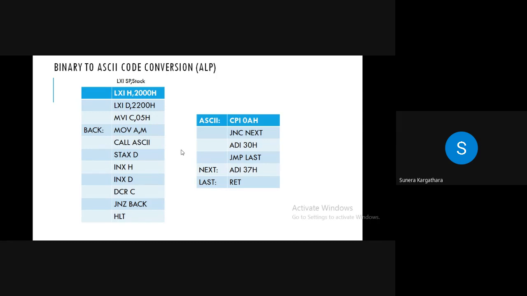Any doubt in this code? Uday, now any doubt? No, ma'am. Okay. Anyone?